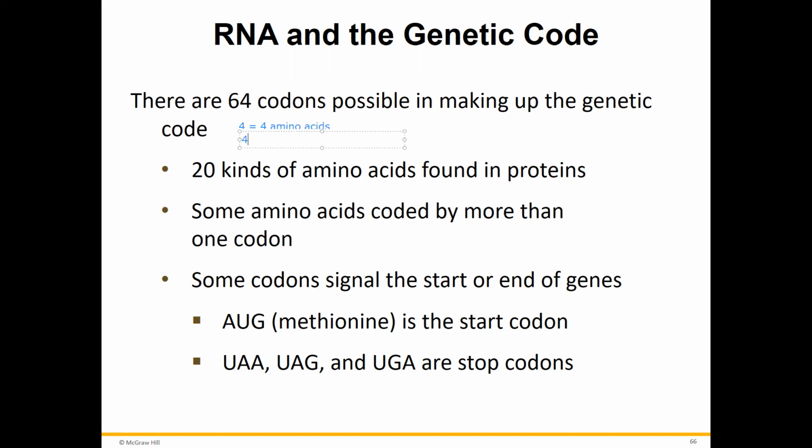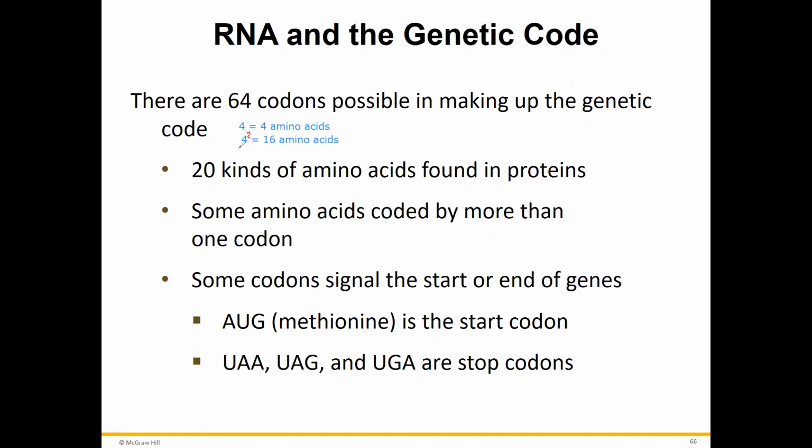So to explore a little further, if we took the 4 and raised it to the 2nd power, 4 raised to the 2nd power is 4 times 4, and that would give us 16 amino acids that we could code for.